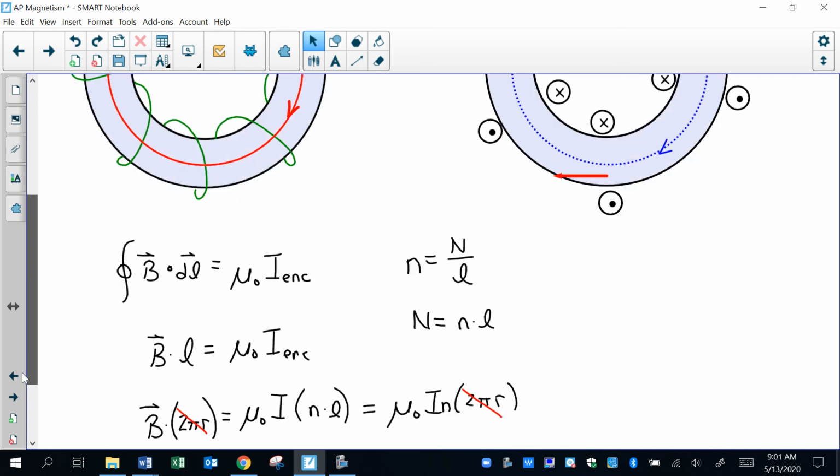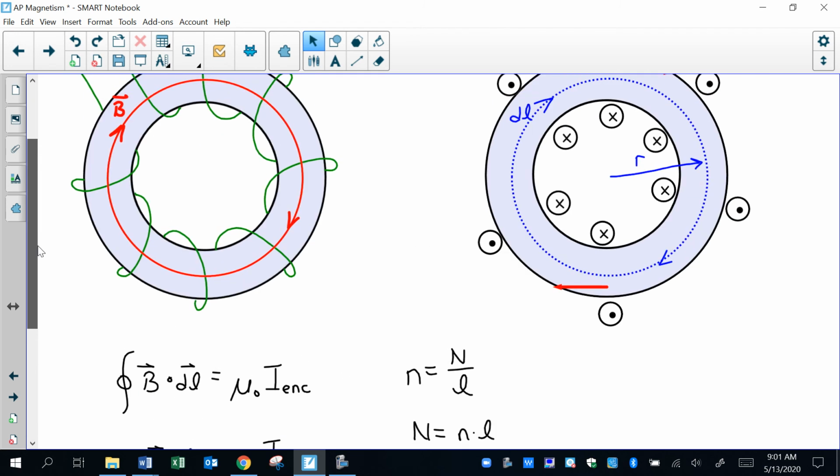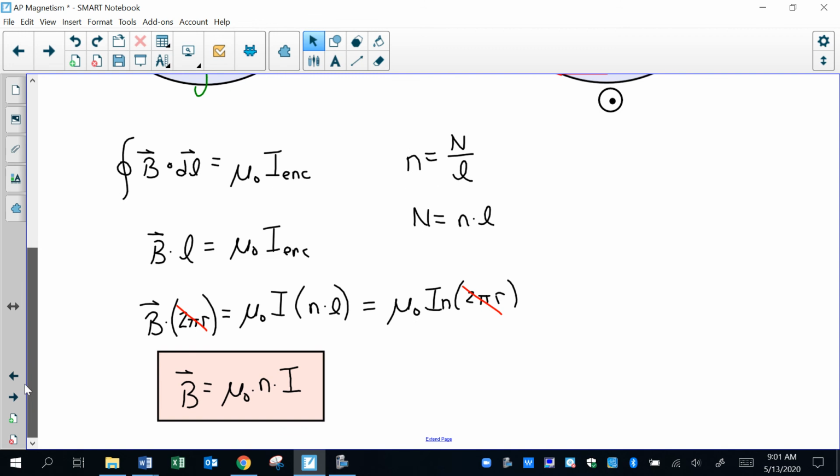So when I come down here, a lot of the same stuff comes out. I still get the Bunny equation. So I've got my coil density here, and the length of my path is just going to be the length of my blue path on the right. I've got my mu naught, my I, and then my coil density. So I get the Bunny equation for my toroid as well.